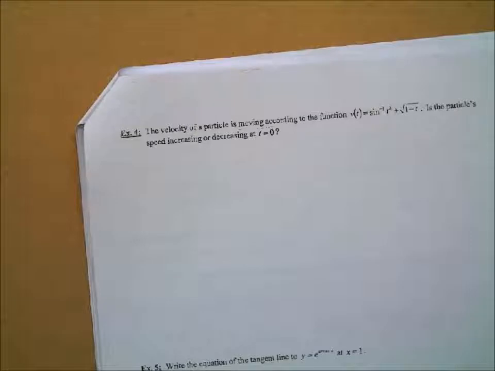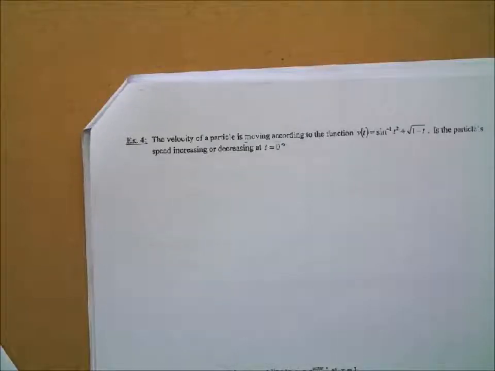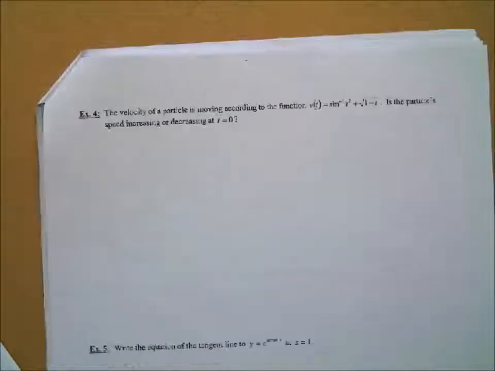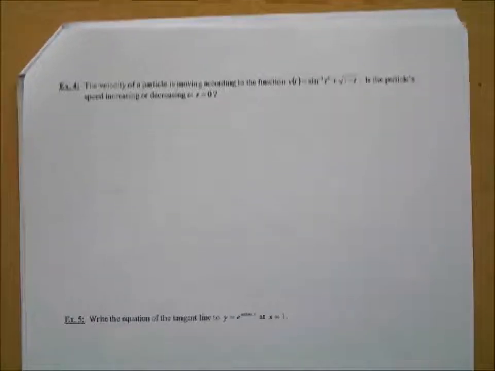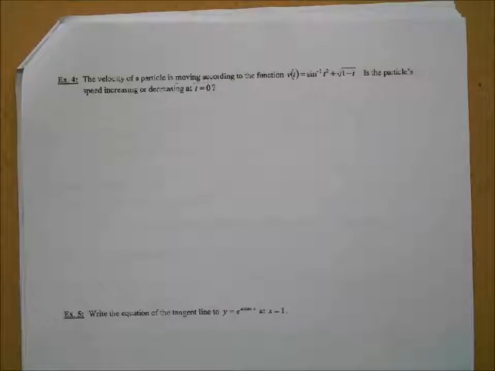So now we're going to start mixing in inverse trig with all the other derivative stuff that we've been doing. So, position, velocity, acceleration. We haven't talked about one of these in a little while, right? So the velocity of a particle is moving according to the function v of t equals sine inverse of t squared.